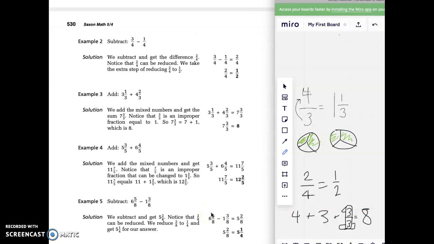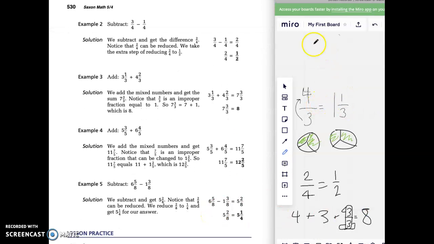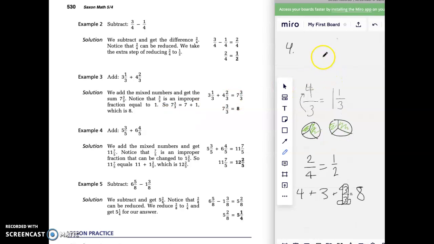All right, and then example 4 is adding. We're going to do it up here. Adding 5 3/5 and 6 4/5. All right, so if we add these fractions, we have 3/5 and 4/5 ends up being 7/5. So now let's add our whole numbers and we get 5 and 6 is 11. Well, we can't have 7/5. That is an improper fraction. So we're going to convert 7/5 into its own mixed number. 5 can go into 7 how many times? Once. 2 is left over, and we're going to keep our 5 as our denominator, and then we're going to add that to 11 whole, and we get 12 2/5, and that's your answer.